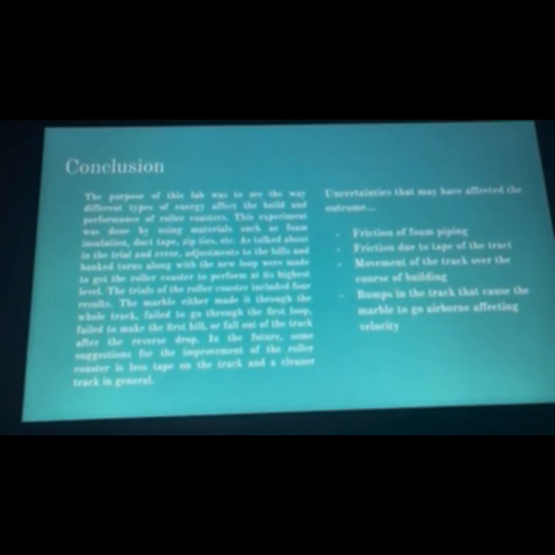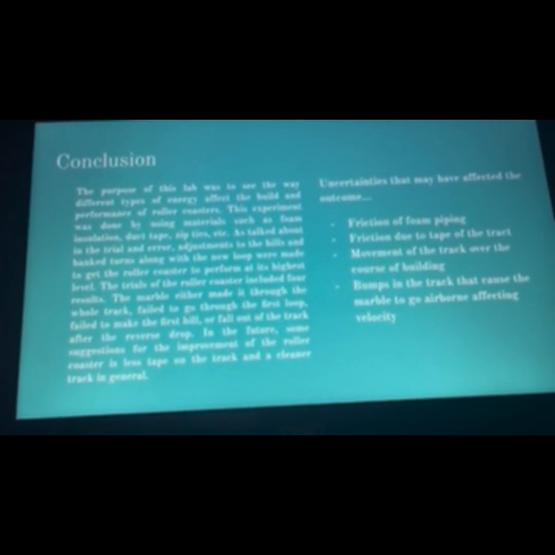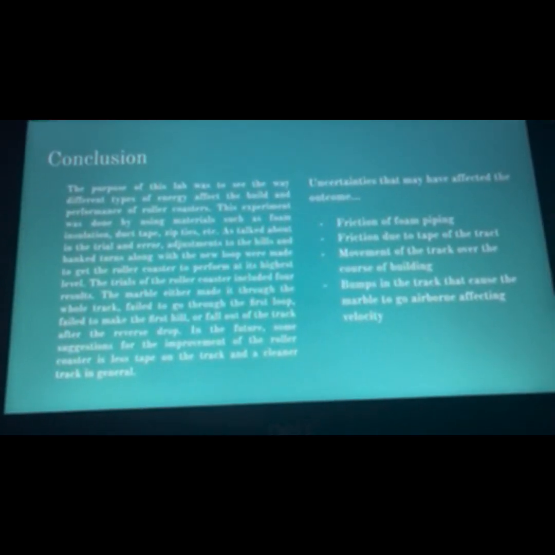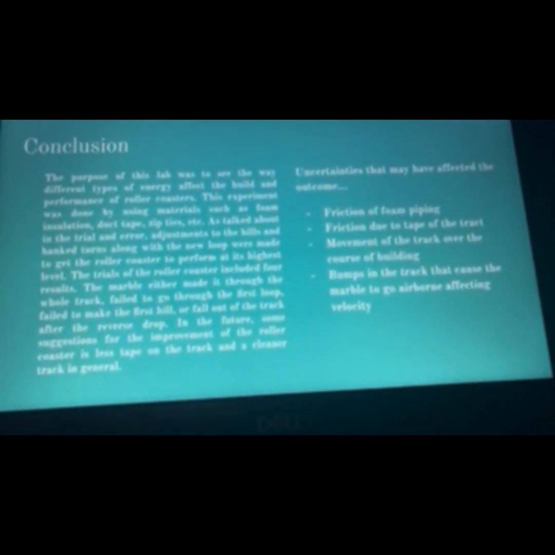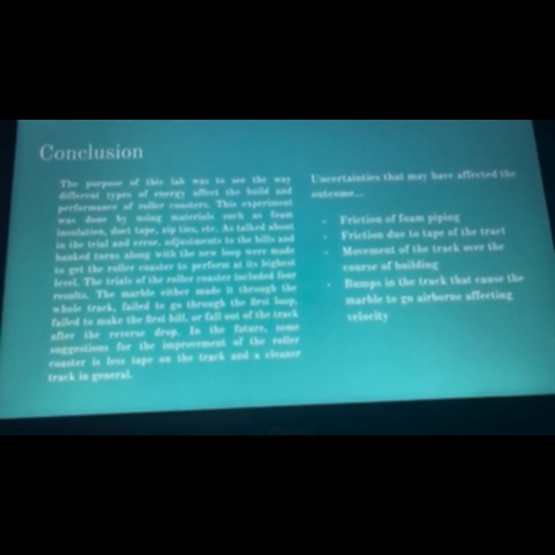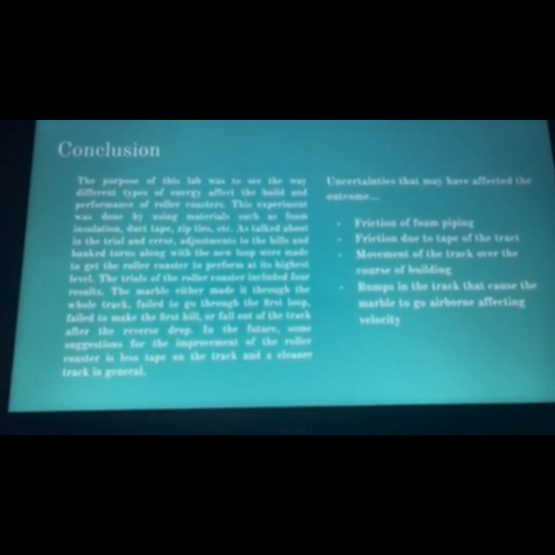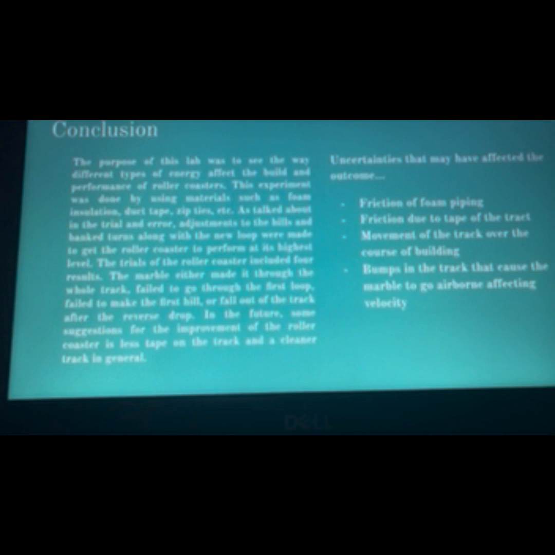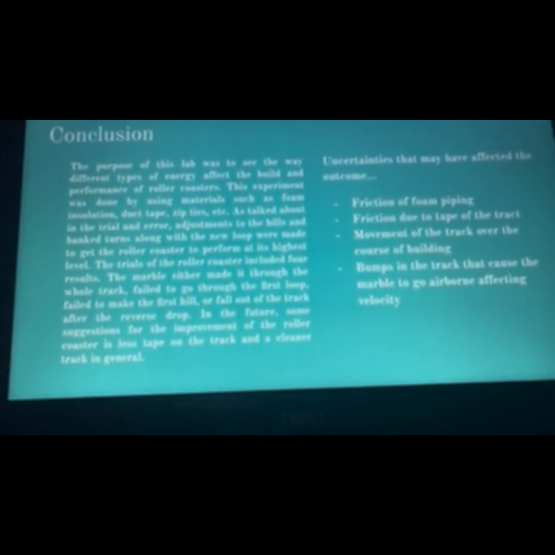To sum it all up, the purpose of this lab was to see the way different types of energy affect the build and performance of roller coasters. The experiment was done by using materials such as foam insulation, duct tape, zip ties. As talked about in trial and error, adjustments to the hills and bank turns along with the new loop were made to get the roller coaster to perform at its highest level.